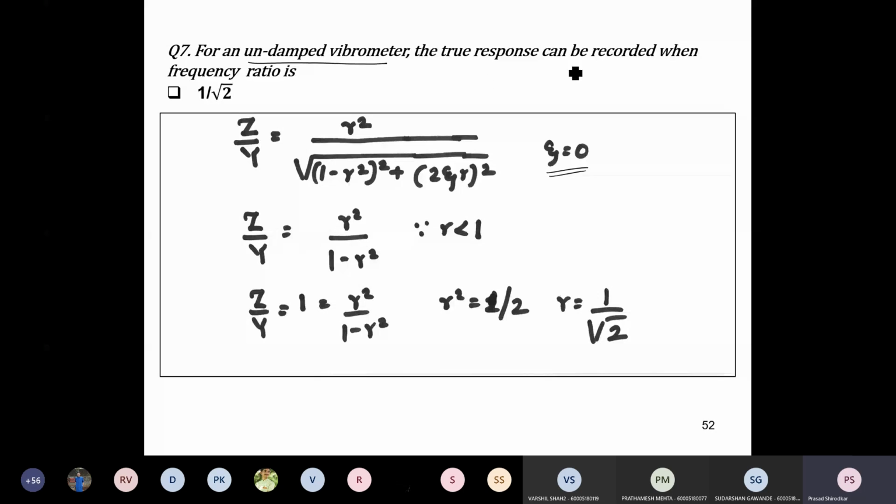And the second condition is what? The true response can be recorded. So when is the true response recorded? When z by y becomes 1. So when z by y becomes 1, r square upon 1 minus r square also becomes 1. So when you solve this, you get r is equal to root. Alright, so that is the answer to the final question of the quiz.